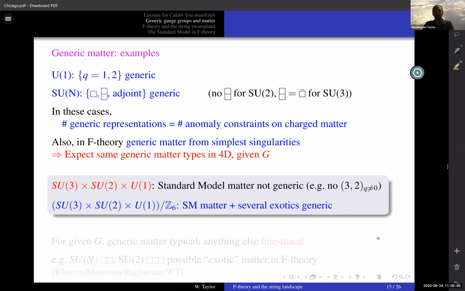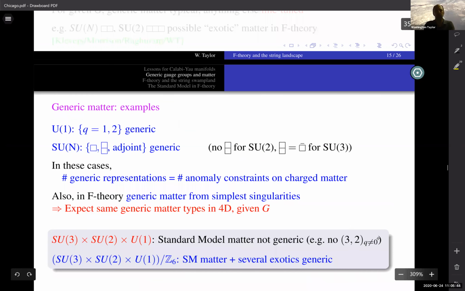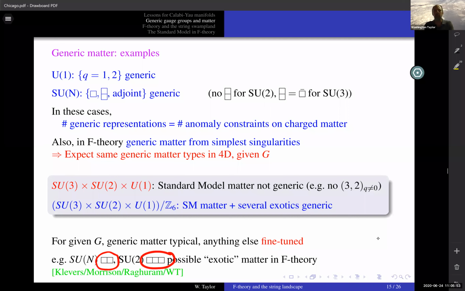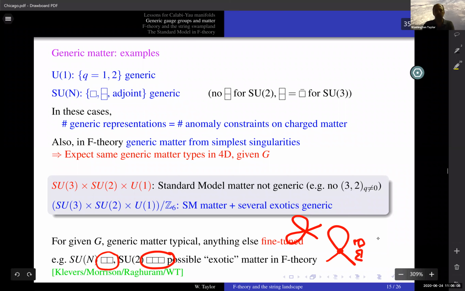So for a given G, the generic matter is typical and anything else is sort of fine-tuned. For instance, for SUN, the 2-index symmetric representation, or for SU2, the 3-index symmetric representation, are exotic matter representations that can be realized in F theory, but they require exotic singularities. Basically, you need the locus supporting the gauge group to have a self-intersection, for the SUN with 2-index symmetric. For the 3-index symmetric of SU2, this needs to cross itself twice, or triple crossing.